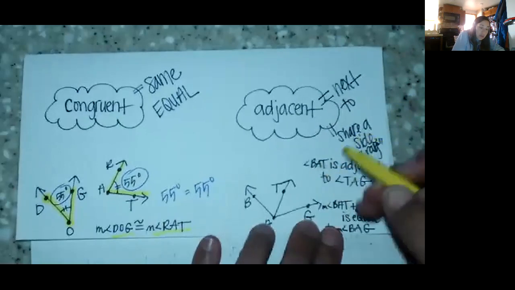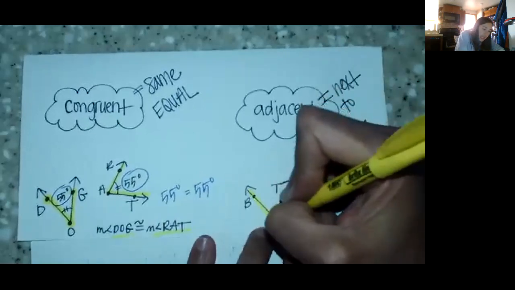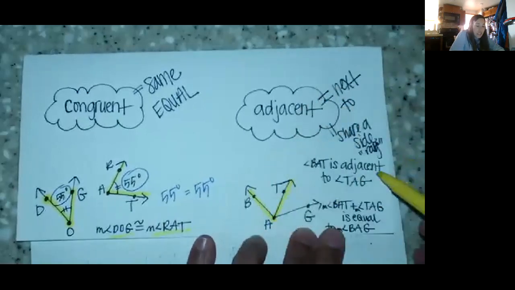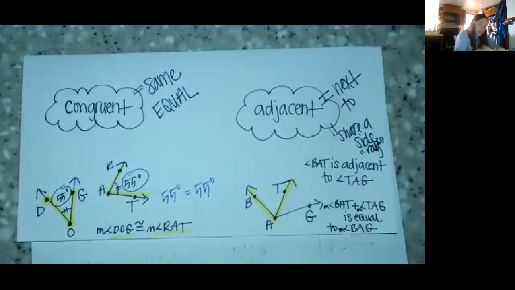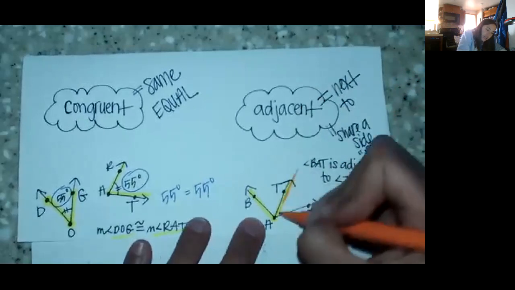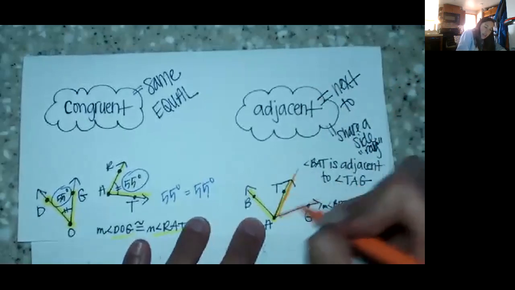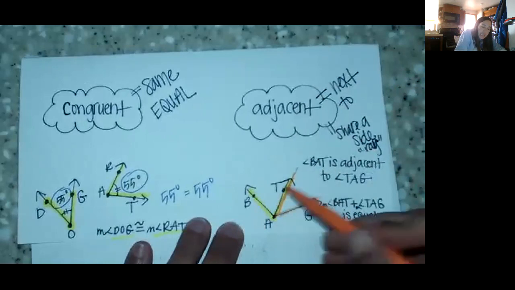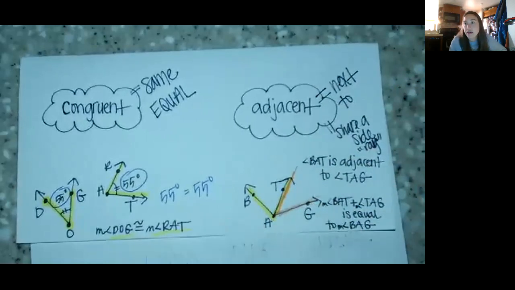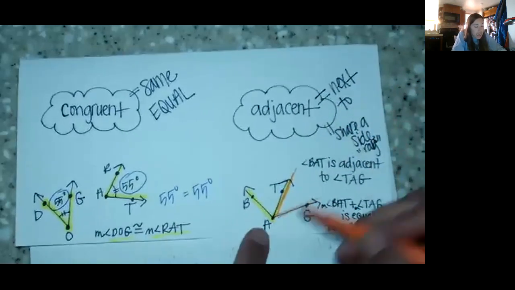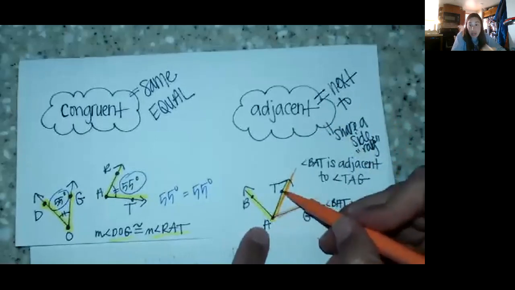So I said angle BAT, which is this one, BAT, is adjacent to TAG. So I'm going to go ahead and color this in with another color. Do you notice how, as I color in this one over the top, if I notice angle BAT and TAG, do you notice how they share a ray? They share the ray AT, okay?